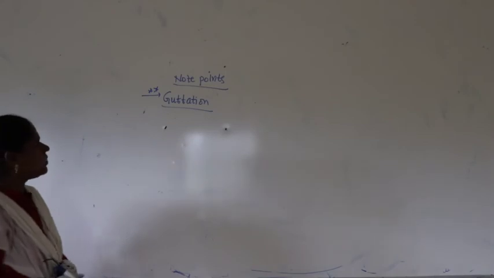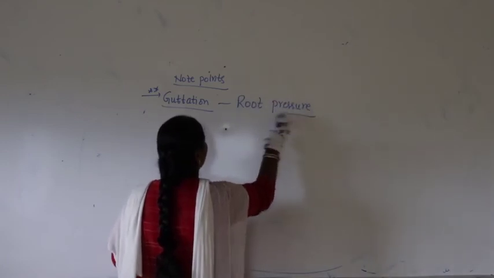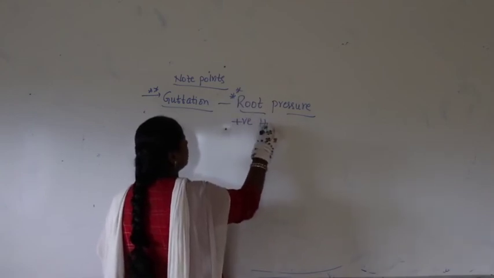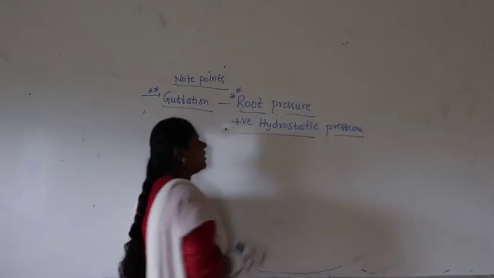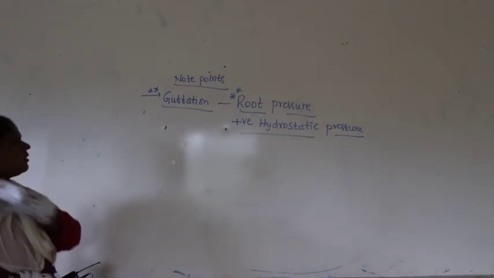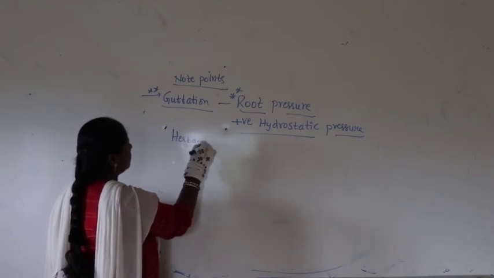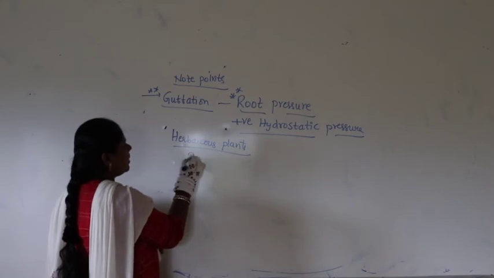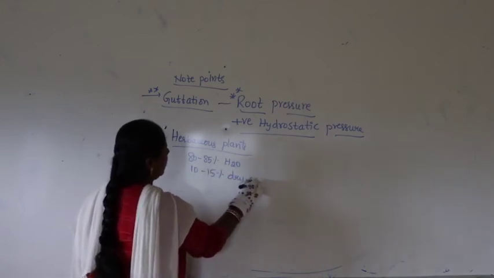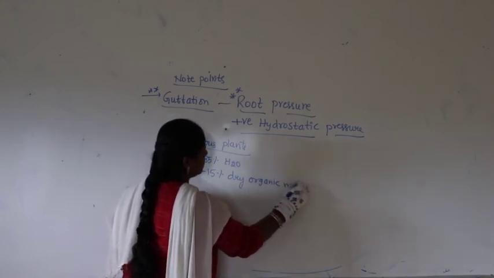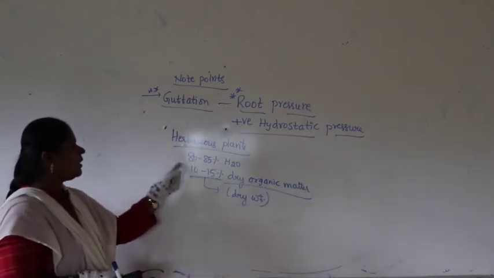So if you see guttation, what we have studied is a phenomenon to understand what is called root pressure. So we all know that root pressure is a positive hydrostatic pressure. When we take the positive hydrostatic pressure, the root pressure, it happens in herbaceous plants. Why? Because they contain 80 to 85% water and only 10 to 15% dry organic matter, that is, dry weight. We discussed this already, it is spoken of in terms of dry weight. So only 10 to 15% dry weight means the remaining 80 to 85% is water.